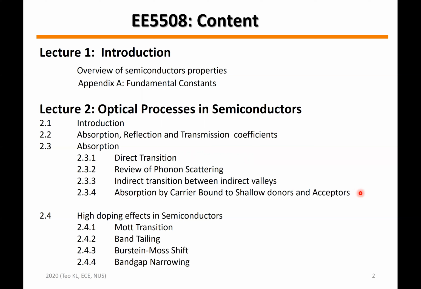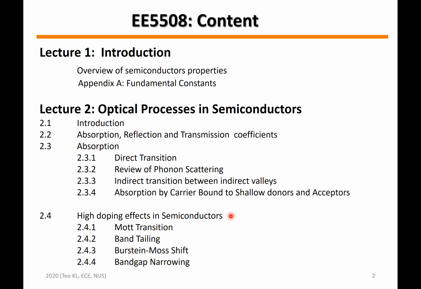Next, we'll discuss the absorption by carrier bound to shallow donors and acceptors. Basically, electron at the donor level absorb photon energy and makes a transition to the conduction band, or electron making a transition from the valence band to the acceptor level.